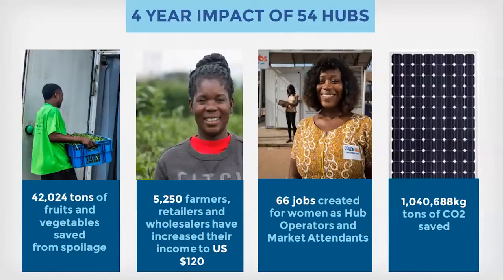Over the past 4 years, we've deployed 54 Cold Hubs. In 2020, we were able to save 42,000 tons of food from spoilage, making this food available for local consumption. We've been able to sign up 5,250 farmers, retailers, and wholesalers as our users, and they scaled their revenue from $60 to a minimum of $120 every month, simply by reducing previous 50% losses.